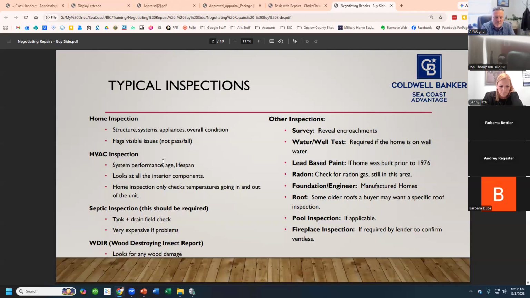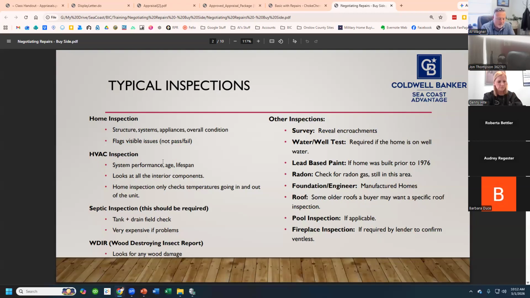Other inspections that a buyer is going to get is a survey, because it'll reveal encroachments. A water or well test. If the house is on a well, they're going to be required to have a water test done on the property. Lead-based paint. If the home was built prior to '76, you have to have a lead-based paint inspection.